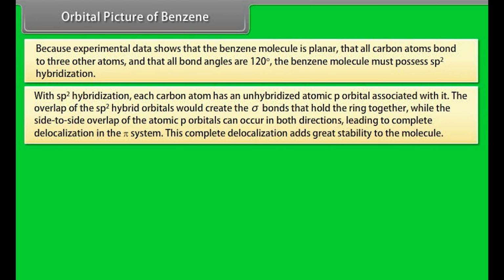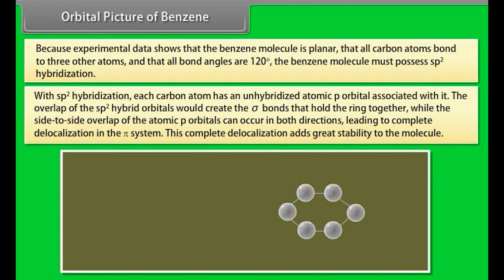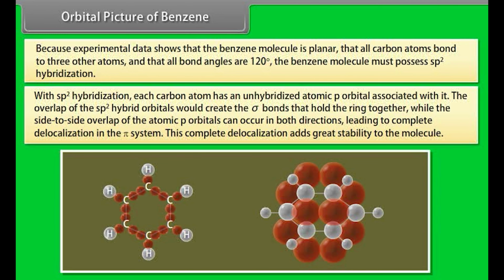With sp2 hybridization, each carbon atom has an unhybridized atomic p orbital associated with it. The overlap of the sp2 hybrid orbitals creates the sigma bonds that hold the ring together, while the side-to-side overlap of the atomic p orbitals can occur in both directions, leading to complete delocalization in the pi system. This complete delocalization adds great stability to the molecule.